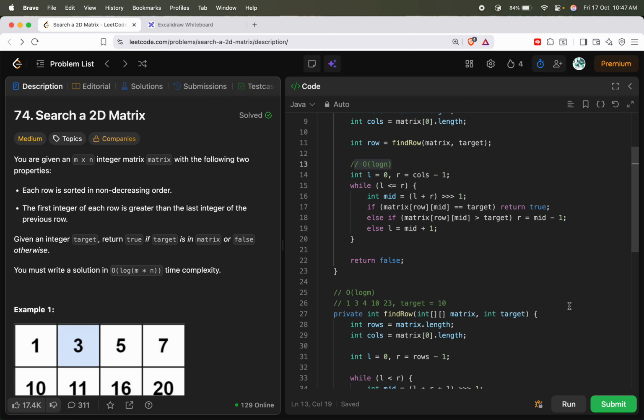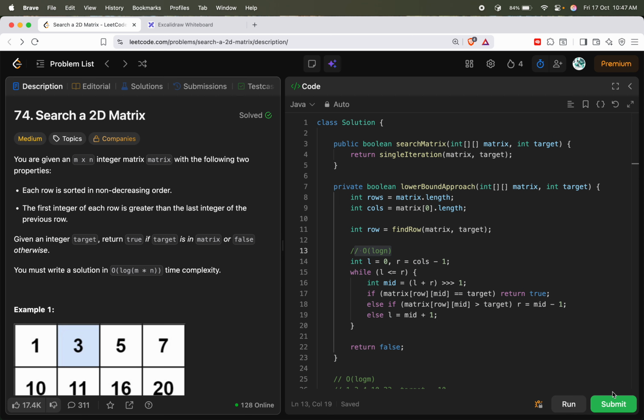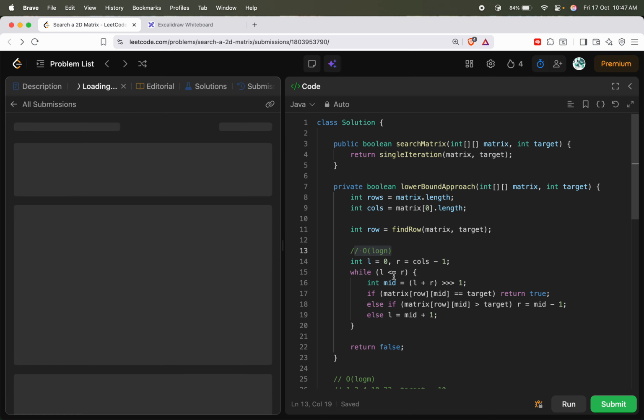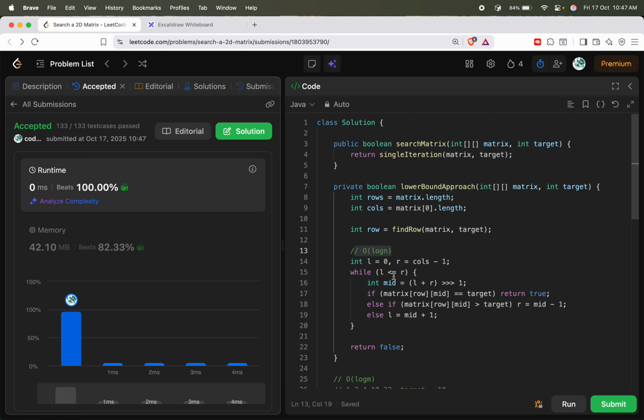Okay, yeah, that's all about this problem. Let me submit this. This should actually work. Yeah, it is working and it is pretty efficient. In runtime, it has beaten almost all the solutions.